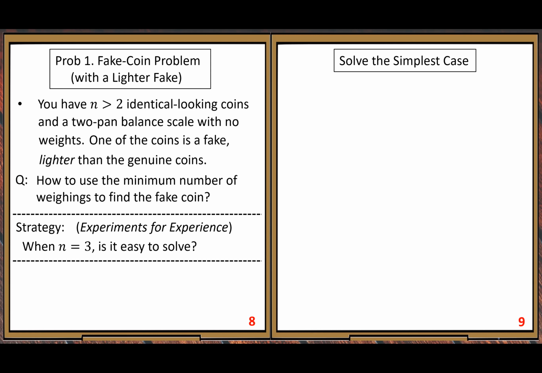Next time on Thursday, we will solve the whole problem. Whole problem means for any n: 1,000, 1 million. So we will find the minimum weighing number for n. All right, let me stop right here.